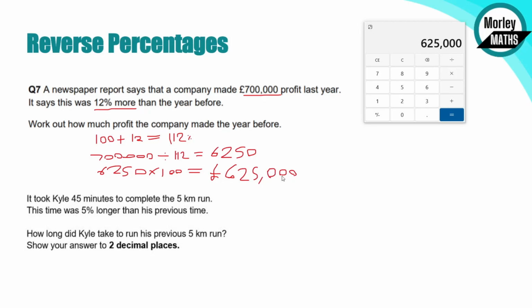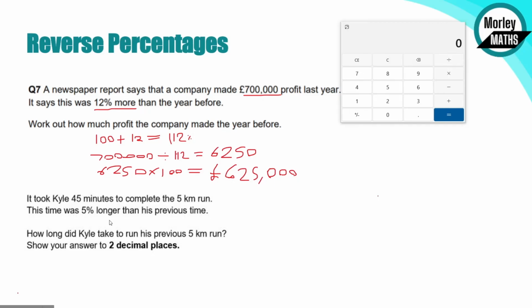Now you can actually do a check of these. Now we've got what the old value is, you can find out what 12% of that is and add it on. So do a normal percentage and you should get 700,000. So it's just a way of doing a little check to make sure you've done it right. So let's have a look at this next question.